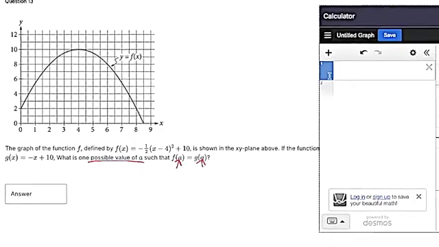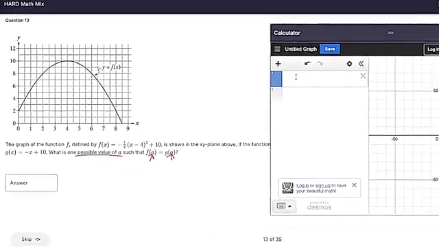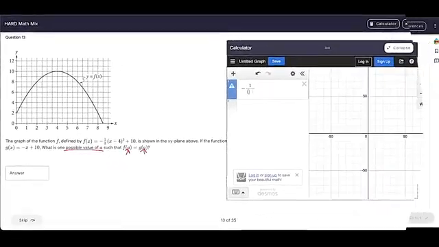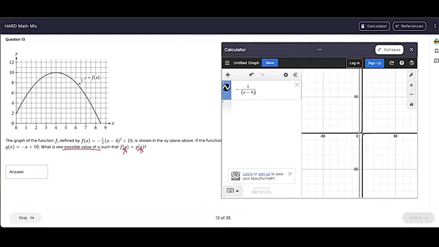So f of x is going to be that equation there, right? So we have -1/2 x minus 4 squared plus 10. -1/2 x minus 4 squared plus 10. And we want to set that equal.